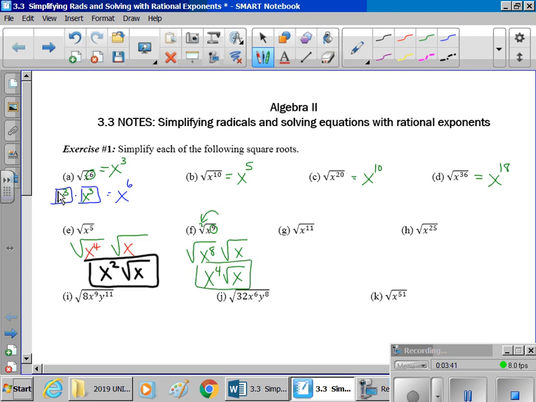Same thing with x to the 11th. We're going to pull out an x to the 10th, with an x left over. So you have x to the 5th, rad x. The only thing you can have left over underneath the radical is an x, because if you're divisible by 2, you're only going to have at most one x left over. So here is going to be the square root of x to the 24th, rad x. So x to the 12th, rad x.